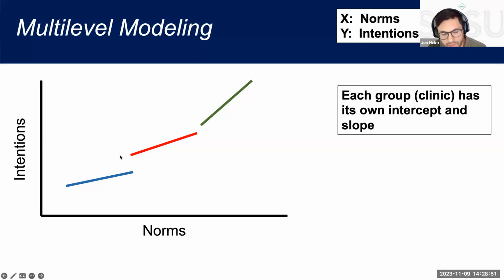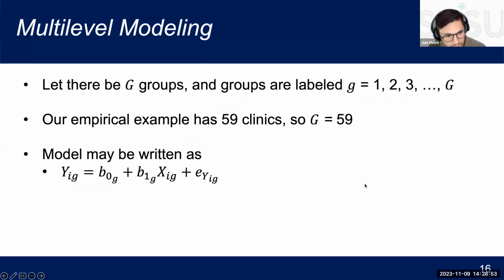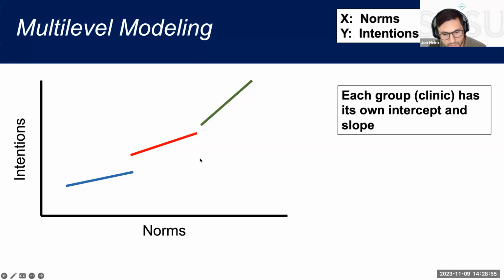Now, how we're going to handle this with multi-level modeling: what we end up doing is we give every single clinic its own model. We give each clinic its own intercept and its own slope, right? So if I'm imagining the association between norms and intentions, it makes sense that this clinic gets its own intercept and slope for that association. And then this group gets their own intercept and their own slope. And this one, they get their own intercept and their own slope, right?